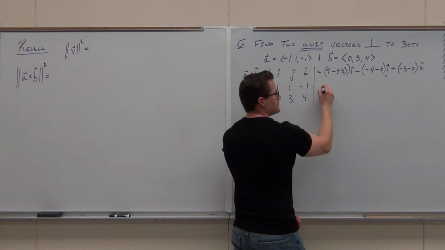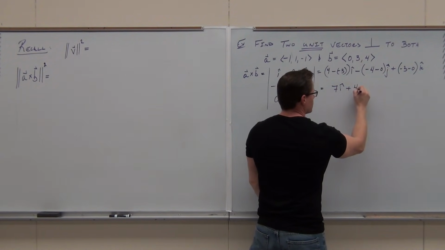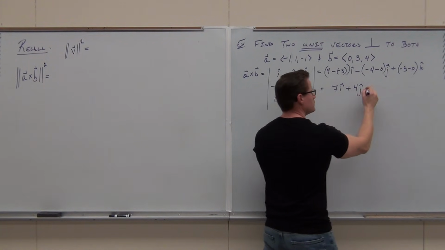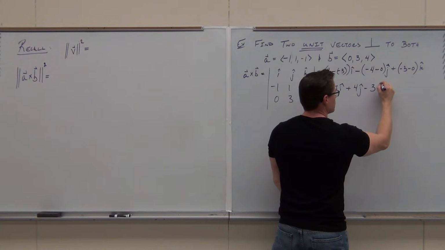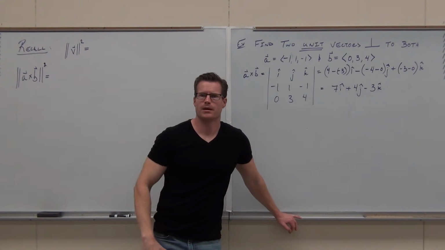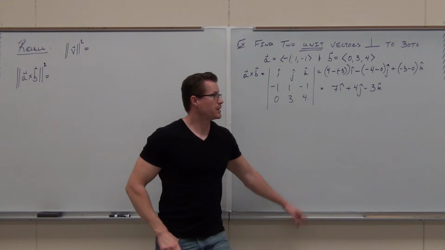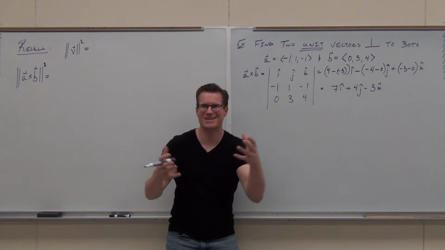A cross B, 7I, 4J, minus 3K. Did you get the same thing I got? Yeah. Now here's my question to you all. We gotta think back. Did you answer the question? No. What was the question? Unit vector. Is that a unit vector? No. Okay, so what is it? Come on, put it together.